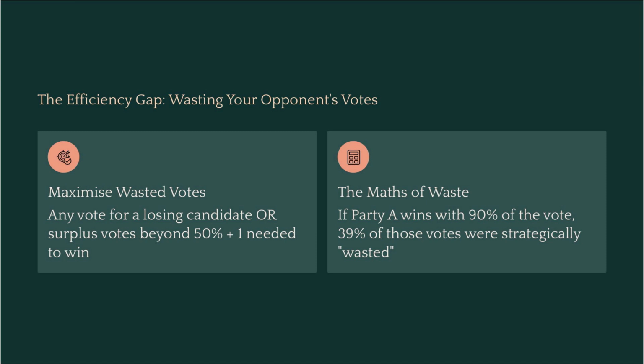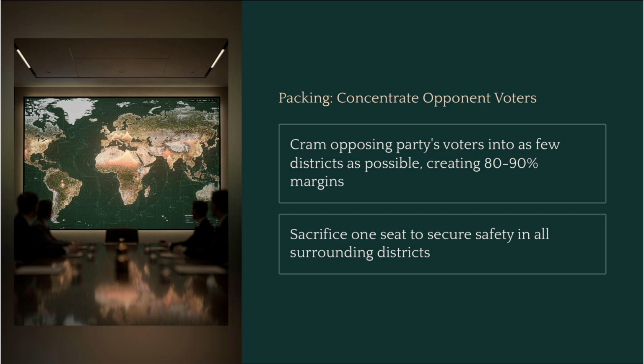If you win a district with 90% of the vote, that is bad strategy. It means 39% of those votes were surplus. They were wasted. They didn't change the outcome. A smart gerrymanderer wants their opponent to win huge landslides in a few districts, wasting thousands of votes, while their own party wins many districts by narrow, efficient margins. There are 2 main techniques to achieve this mathematical advantage.